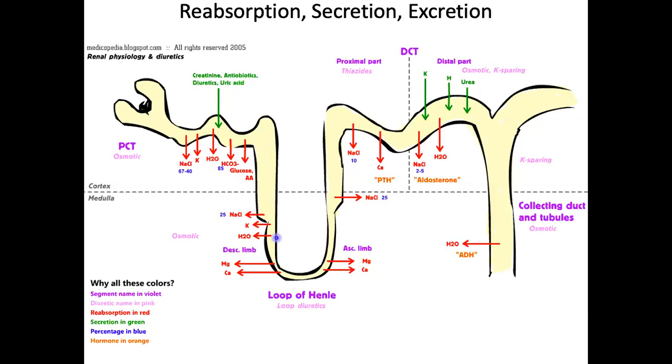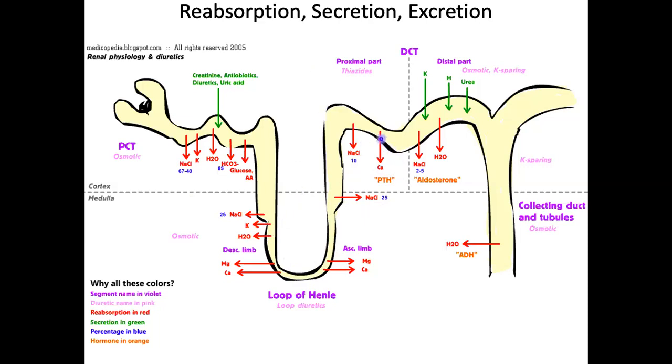The descending limb, what do I want you to focus on? Water. So in the descending limb, water gets pulled into the interstitium and then into the bloodstream. And the ascending limb is going to actively reabsorb sodium chloride. And that actually is going to set up the concentration gradient for water to get reabsorbed.